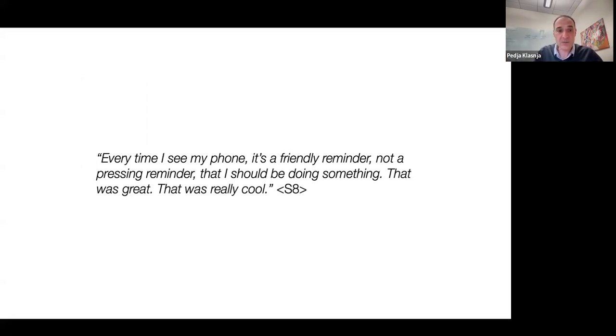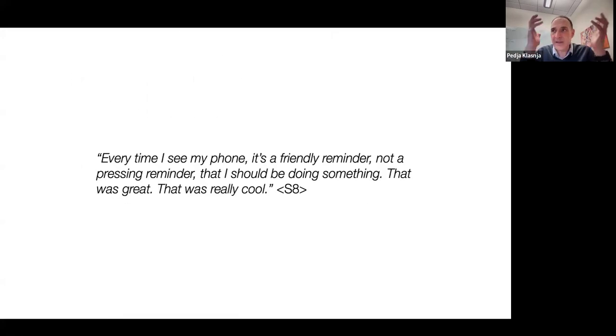And in fact, the qualitative data from participants pretty much told the same story. Here's one example: "Every time I see my phone, it's a friendly reminder that I should be doing something. That was great. That was really cool." So it's basically this notion that people could just see the feedback without having to go into the app, right?